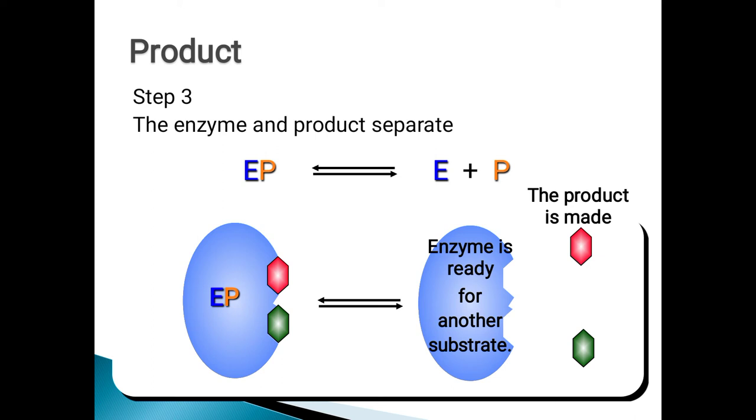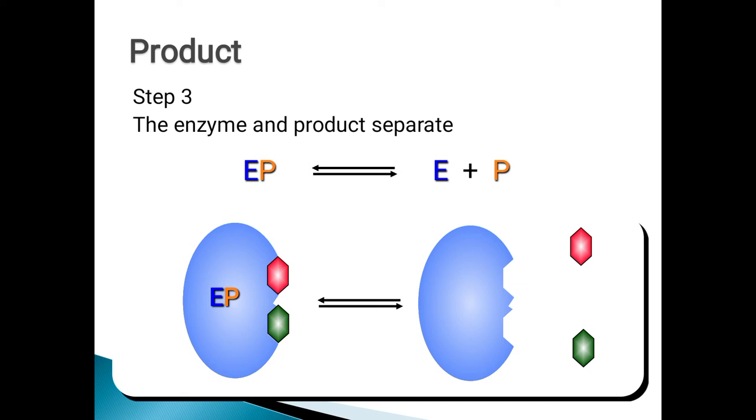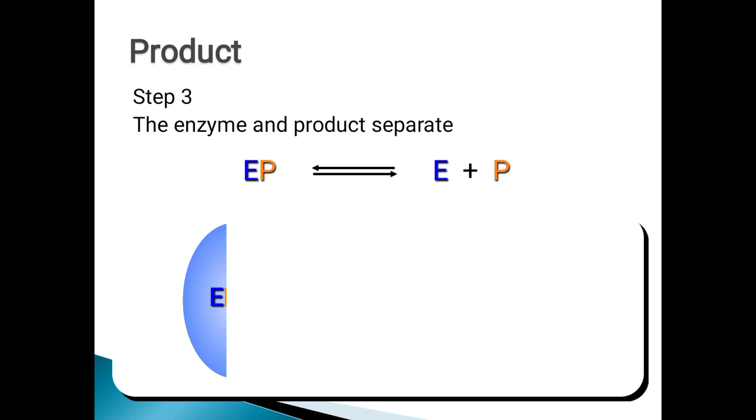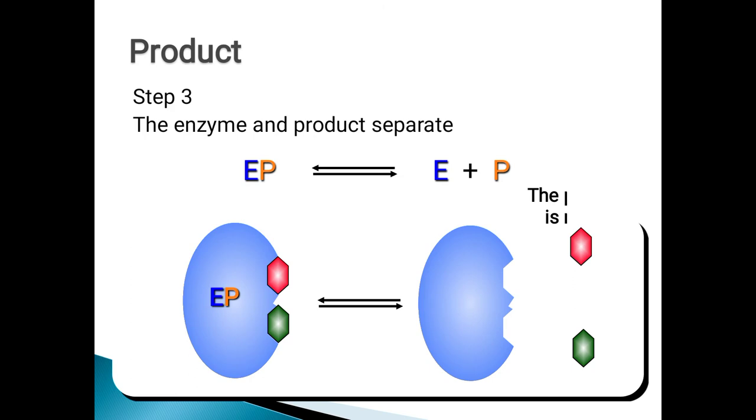This means that in this mechanism, three steps are followed. In the first step, the enzyme reacts with the substrate and the enzyme substrate complex is formed. In the second step, the enzyme substrate complex is converted into the enzyme product complex with the help of the transition state. In the third step, the enzyme product complex is converted into enzyme and product, which means the enzyme and product are separated. This is shown in this slide.